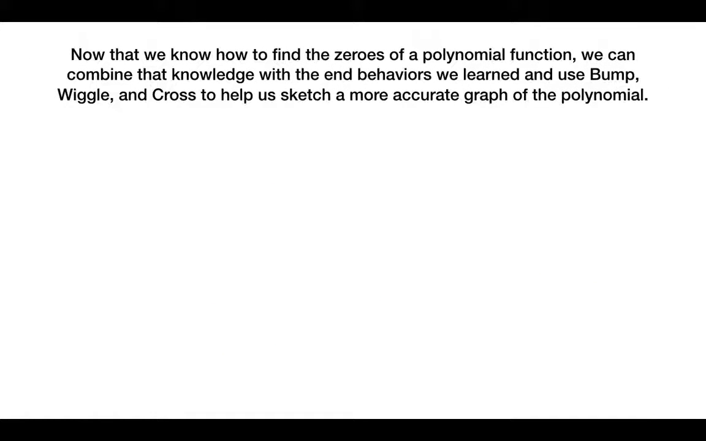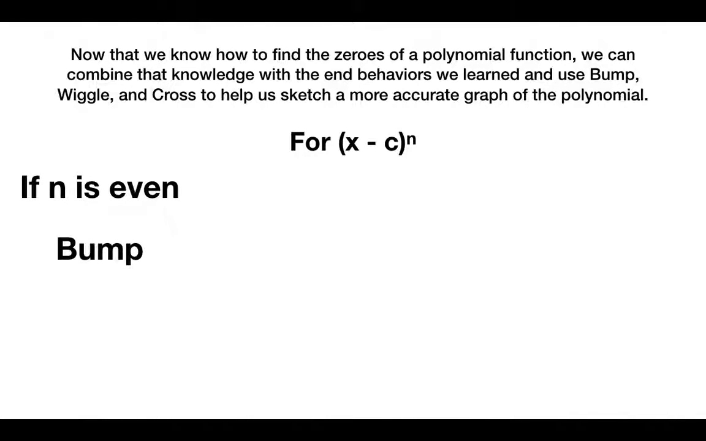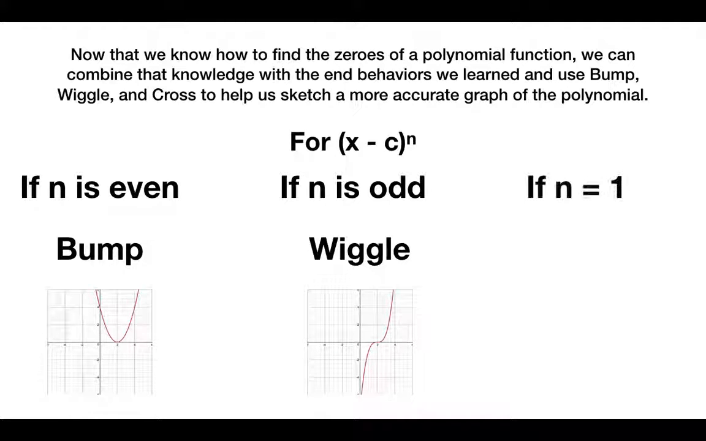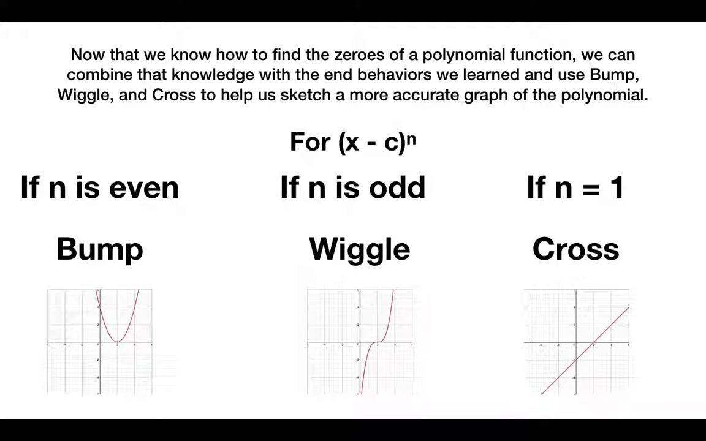Okay, now that we know how to find the zeros of a polynomial function, we combine that knowledge with the end behaviors we learned, and we're going to use phrases called bump, wiggle, and cross to help us sketch a more accurate graph of the polynomial. So, for x minus c to the n power, if n is even, we have a bump, and it looks like this. If n is odd, a wiggle, it looks like this. And if n is equal to 1, it's a cross. And it looks like this.